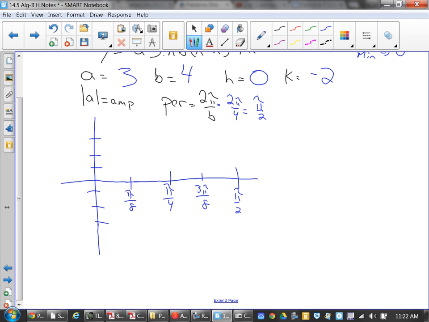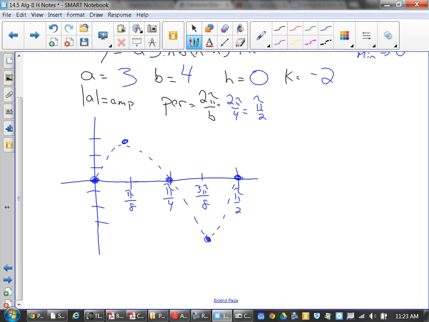This is a sine graph, so we already said that sine always starts at 0 for a parent. This time, a is positive, so it goes to the maximum, 0, minimum, 0. And we would just do this. Oh, never mind.